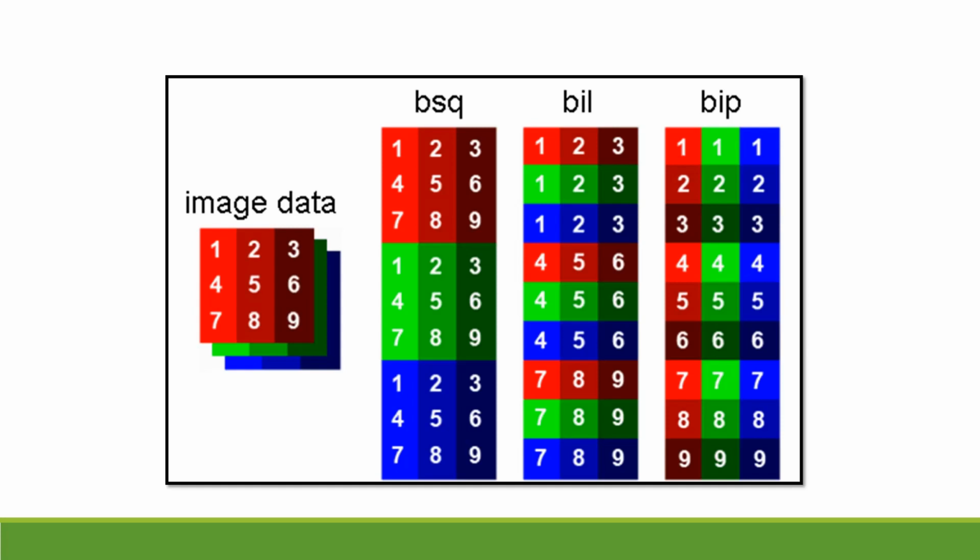Next is band interleaved by line format. As you can see in the image data, the first line of the red band is composed of the first, second and third pixel. So in BIL, we have first stored the information for the first line of the red band, then similarly for the first line of the green band, which is the second layer in the image data, and then similarly for the blue band, which is the third layer in the image data.